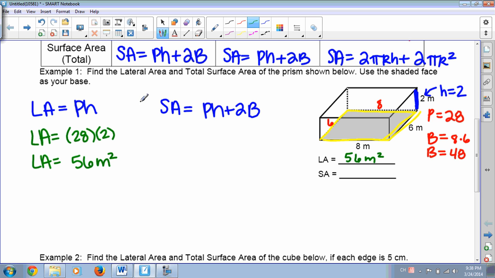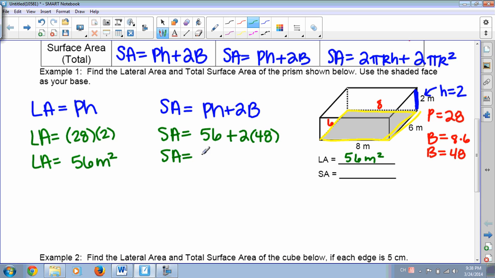The nice thing about lateral surface area and total surface area is that lateral surface area is always within the total surface area. For example, we already know what PH is because we found it over here. It's 56. So perimeter times the height is 56, plus 2 times the area of the base. Well, we found the area of the base over here, which is 48.